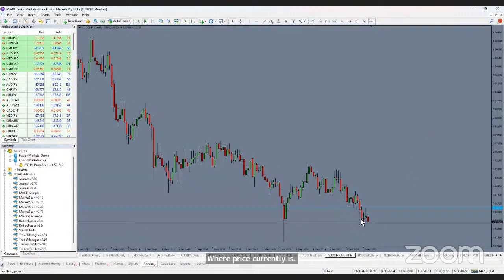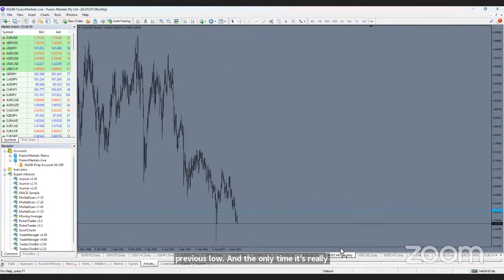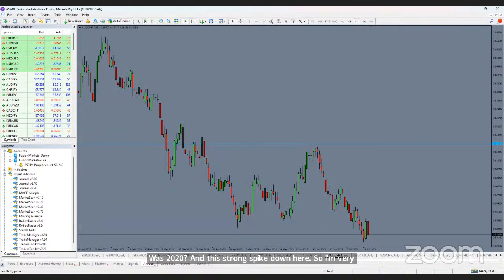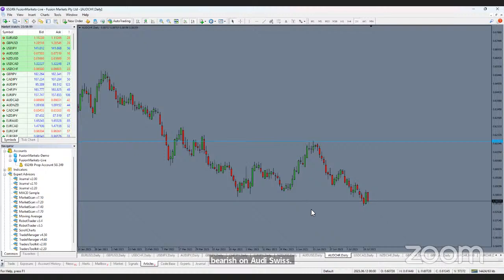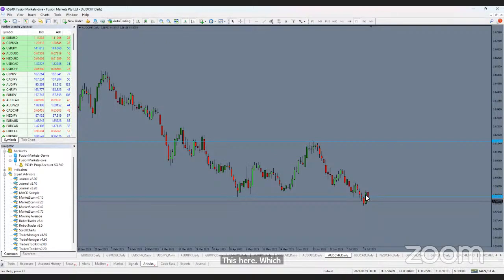It's broken down beneath this previous low, and the only time it's really been lower than this was 2020, and this strong spike down here. So I'm very bearish on Aussie Swiss. Again, this is very Swiss franc dependent, but at the moment, lower highs, lower lows. There's a nice downtrend. It's beneath this here, which was the level of support. So I'm looking for shorts on Aussie Swiss.